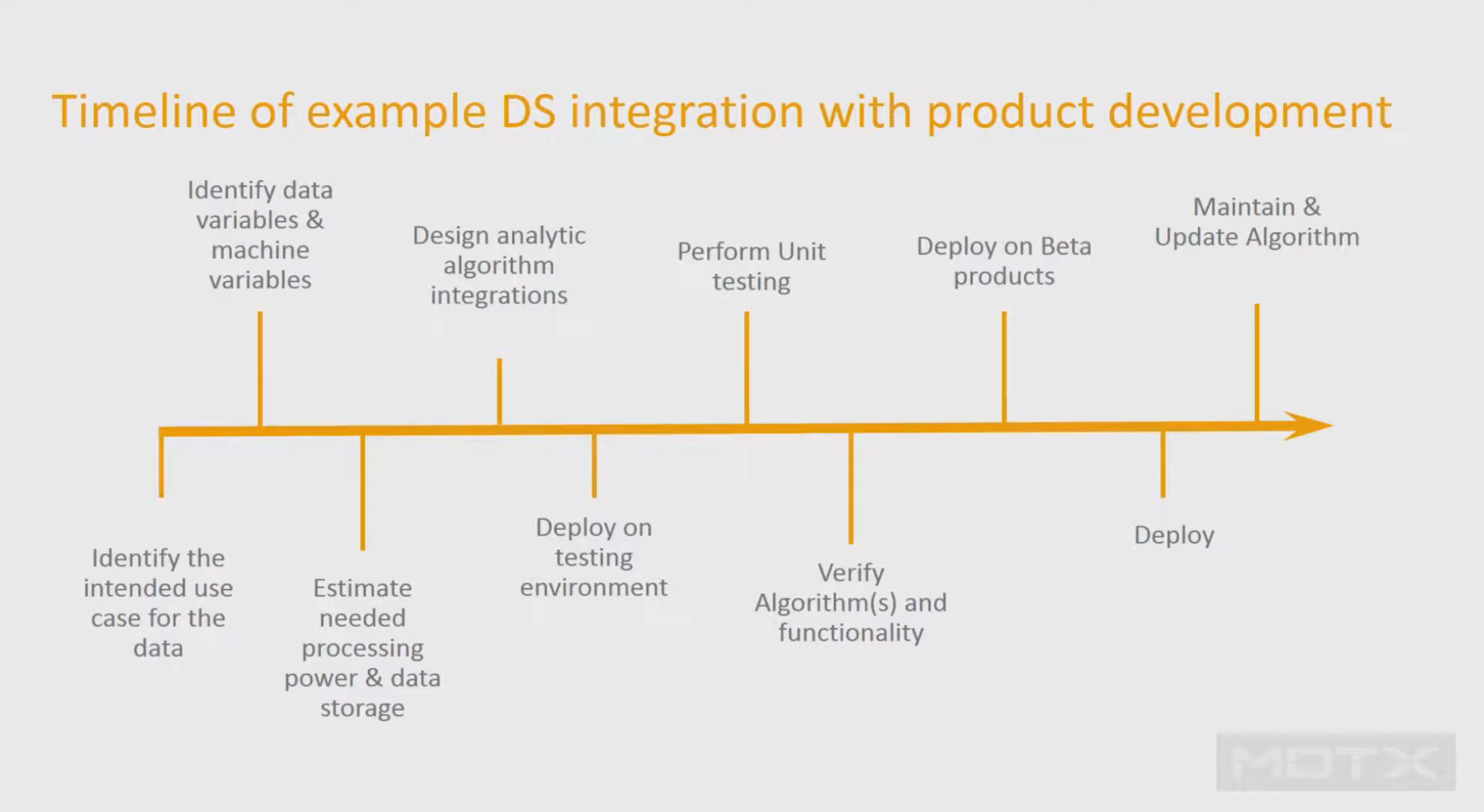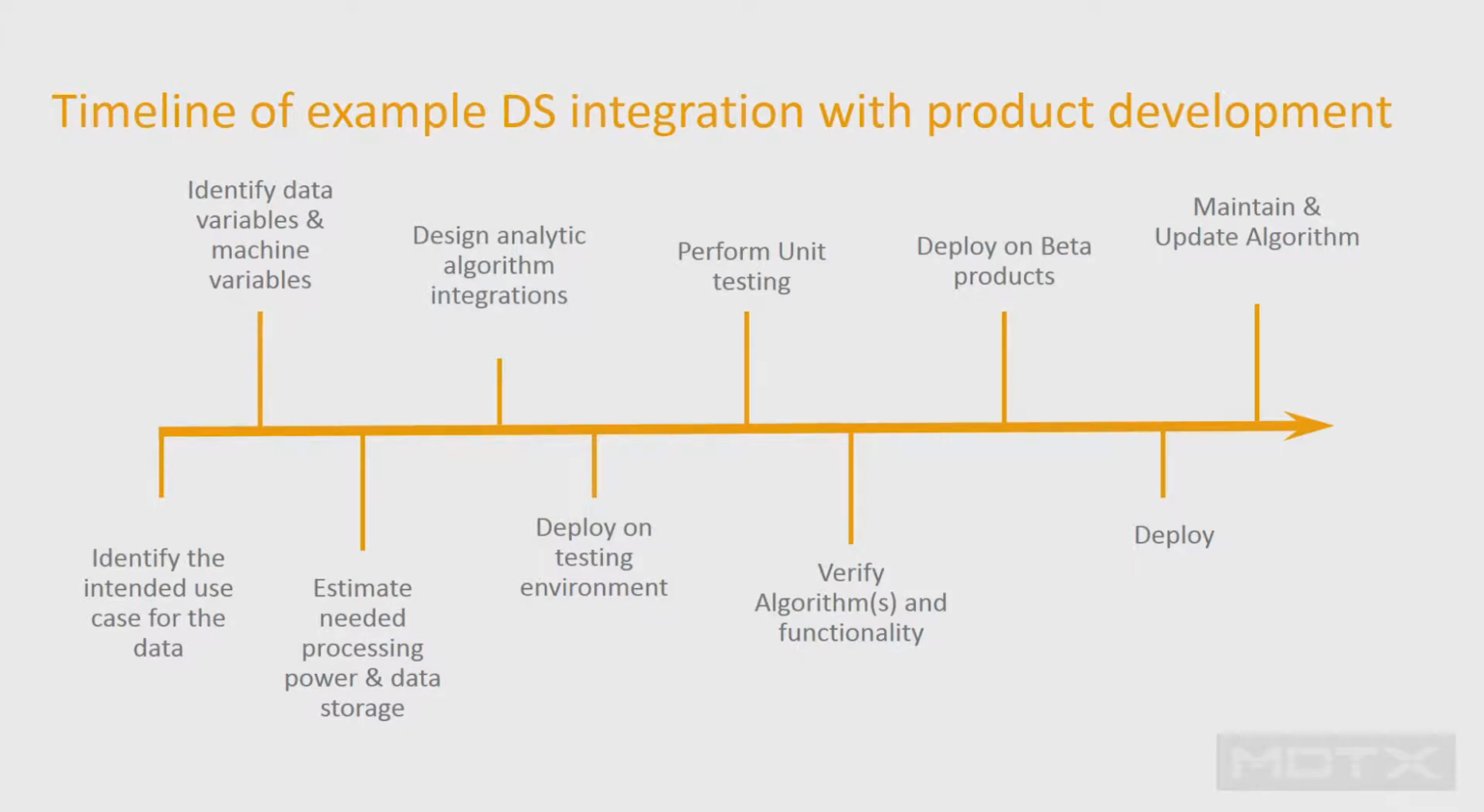And here's an example of a development process that we've done recently with a customer. Start in the bottom left there. We've identified what metrics they're looking to monitor. What are the outcomes desired? We identify the different variables. What are the machine variables? What are integration variables from third-party sources? We estimate processing power and data storage. Are we doing it at the edge on the device? Are we pushing it up to the cloud?